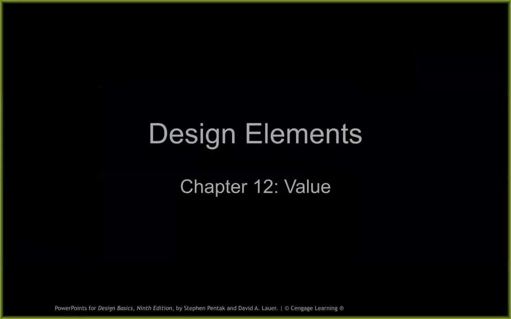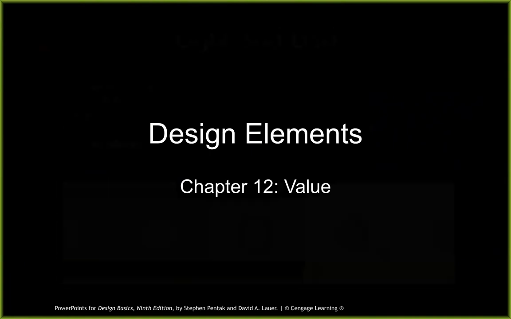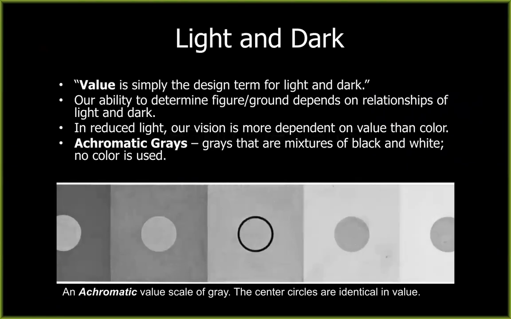So let's talk about value. And value, as you probably already know, is simply the term we use for light and dark. And it's important in determining the figure and the ground. So the relationships between light and dark help us figure out, when we're looking at a piece of art or any kind of design, what is the figure and what is the ground.